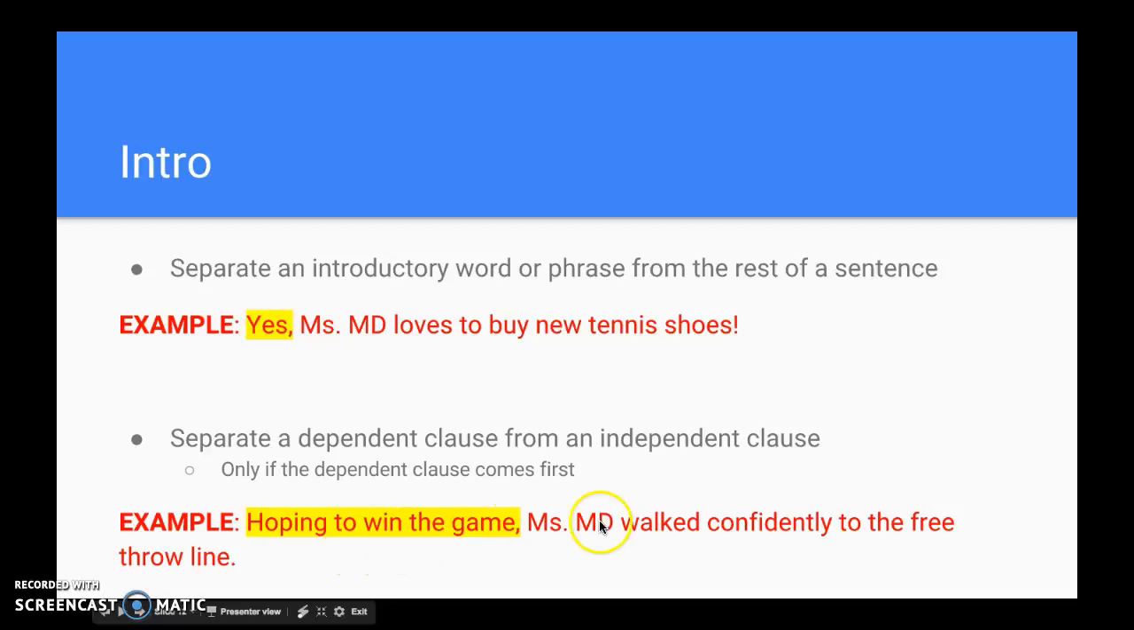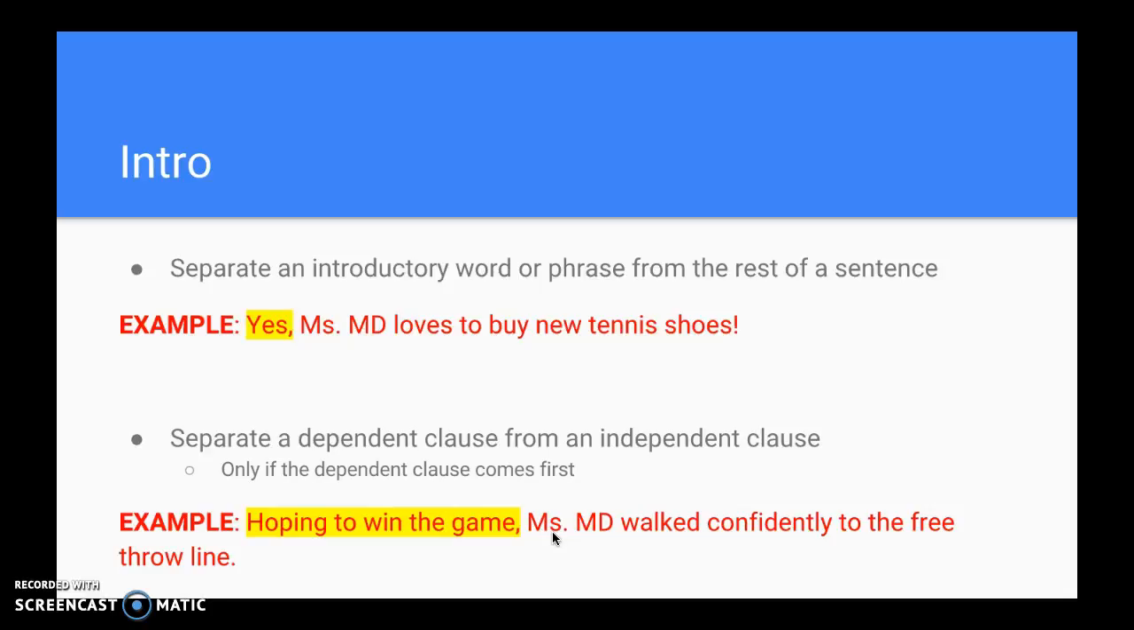Hoping to win the game, Miss MD walked confidently to the free throw line. Let's take a look at our two parts of our sentence. Hoping to win the game. Could we just stop and say, hoping to win the game, period, end of sentence? No. That makes this section a dependent clause. Let's look at this section. Miss MD walked confidently to the free throw line. Could we stop, put a period there, and call that a complete sentence or an independent clause?